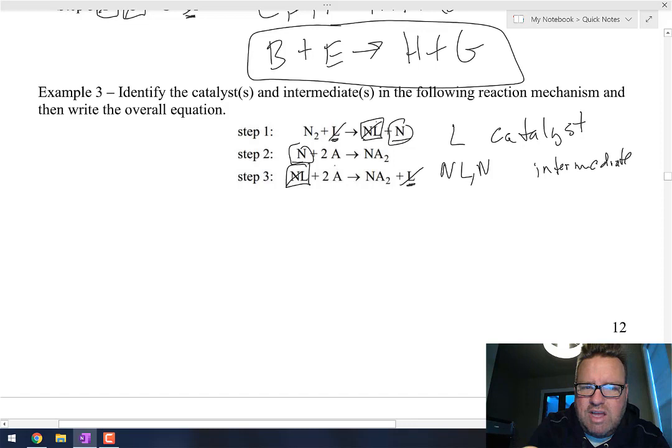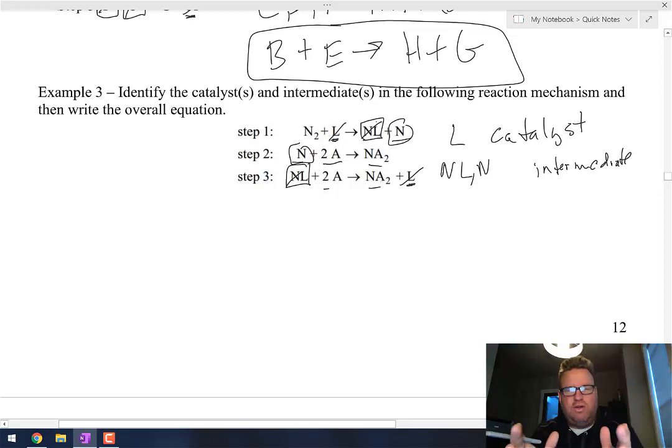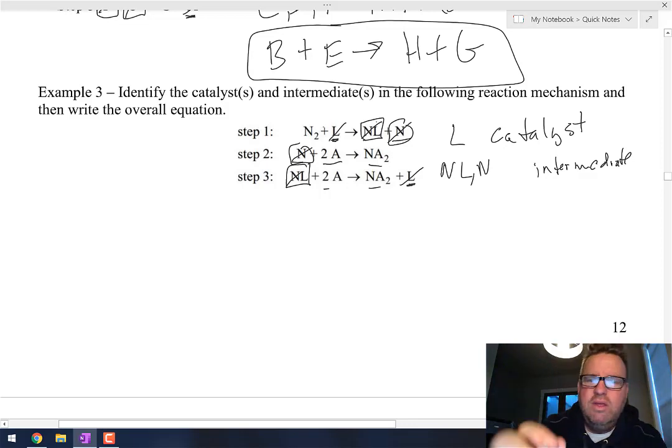Sometimes students mess up and think that A is an intermediate, but they're both reactants. See how they're both reactants? Or even Na2 and Na2, they're both products, so no, they do not cancel. In order to cancel, they have to be on opposite sides of the equation. Like the N and the N are on opposite sides, reactants and products. And so the only intermediates are NL and N.